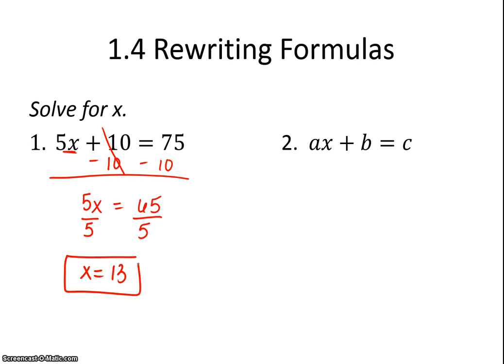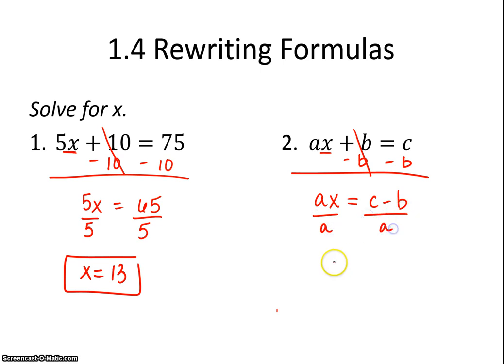We're going to apply those same rules of algebra to number 2. Again, we want to solve for x. So first we need to subtract b, just like we subtracted the 10 on number 1. So those are going to cancel. We're left with ax equals, now we can't combine c minus b, so we're just going to write c minus b. Now over here, number 1, we divided by 5. Here we're going to get the x by itself. We're going to divide by a. What you do to one side, you have to do to the other side, and now we have x equals c minus b over a.